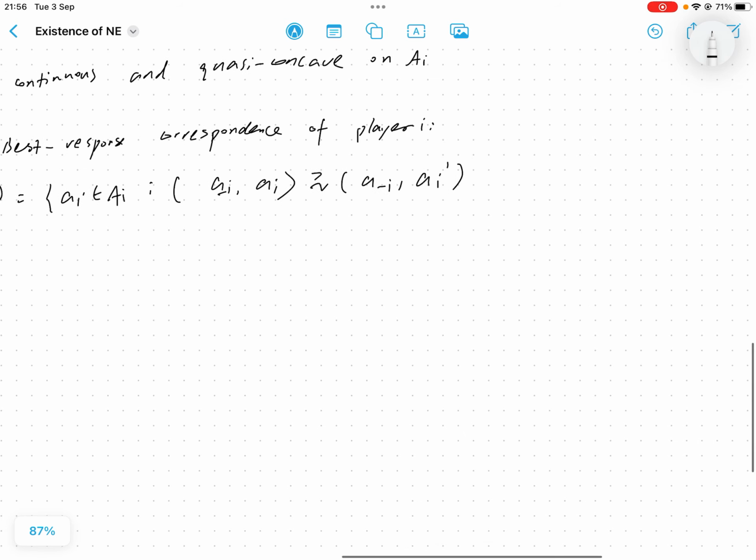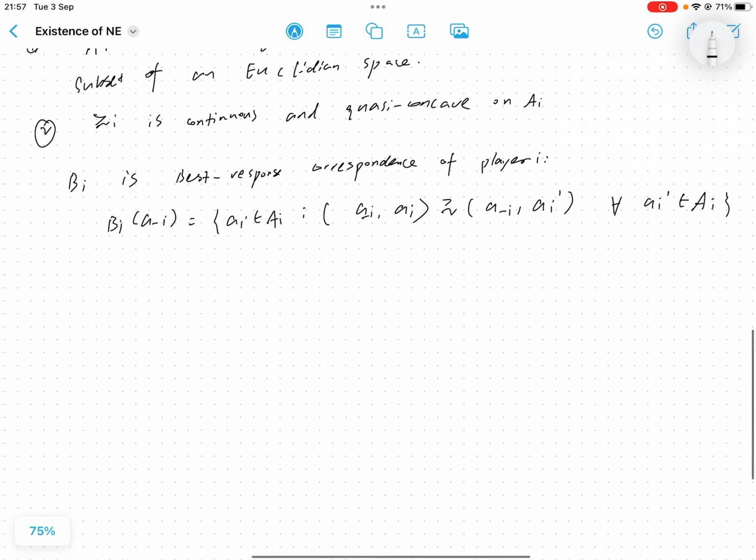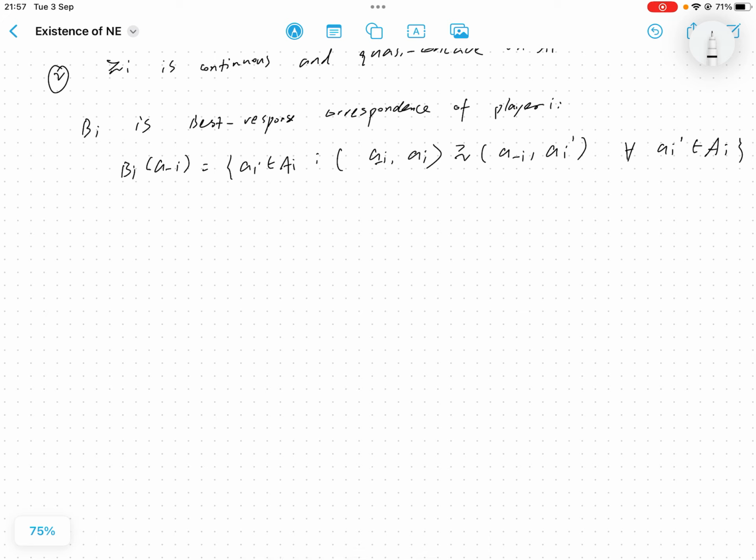So this is true for all a_i prime in A_i. Okay, so that's the best response correspondence that we're going to use in the proof of the Nash equilibrium, right?